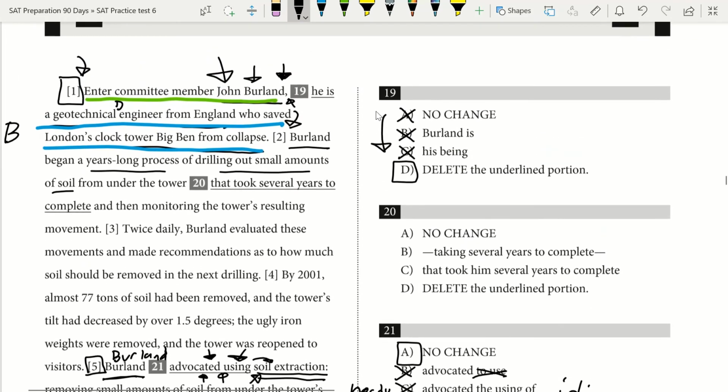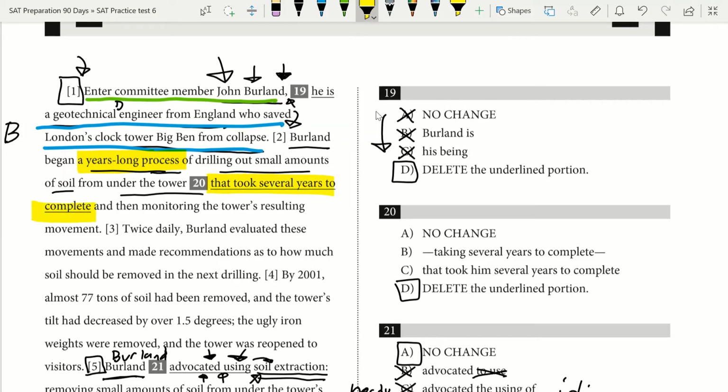Now we can go ahead and read on and solve for number 20 real quick. We have Berlin began a years-long process of drilling out small amounts of soil from under the tower that took several years to complete. I need to get rid of that whole underlined portion. How do I know I need to delete all of that? Well, I just said it was a years-long process, and I'll highlight it for you. A years-long process is the same thing as taking several years to complete, so I'll highlight that as well.